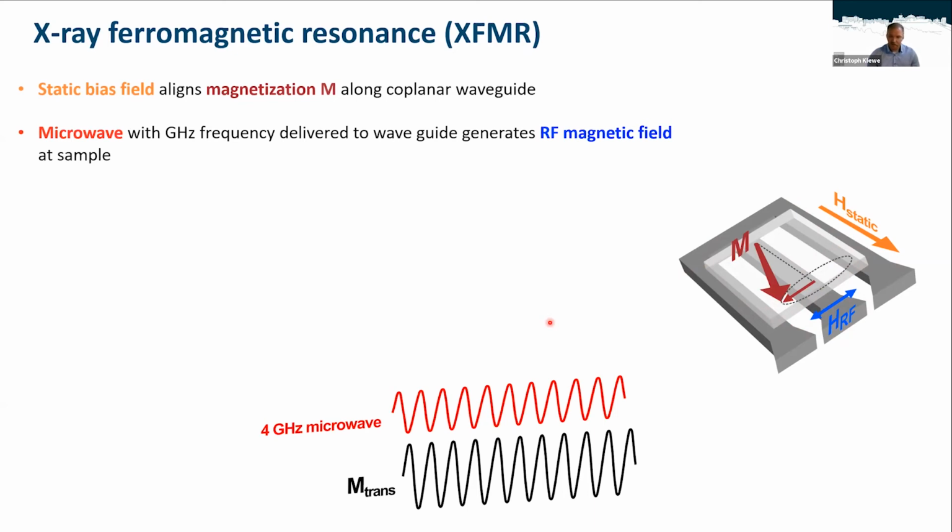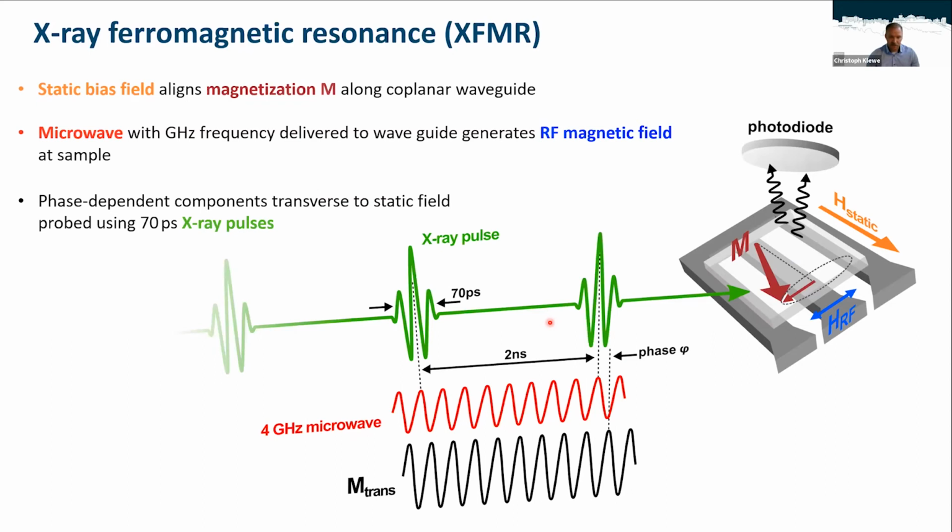This microwave excitation has to be synchronized to the frequency of the X-ray pulses. If that is the case, then we can use the X-ray pulse structure to probe the phase-dependent components transverse to the static field, and this measurement is stroboscopic. Since the XMCD is sensitive to the magnetization, we're actually not probing the static components like we do in regular XMCD experiments.